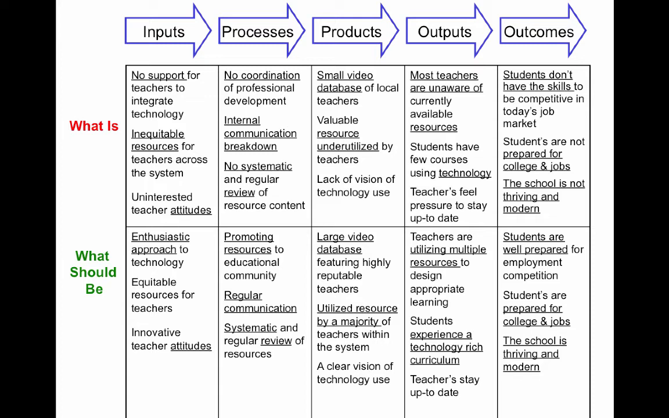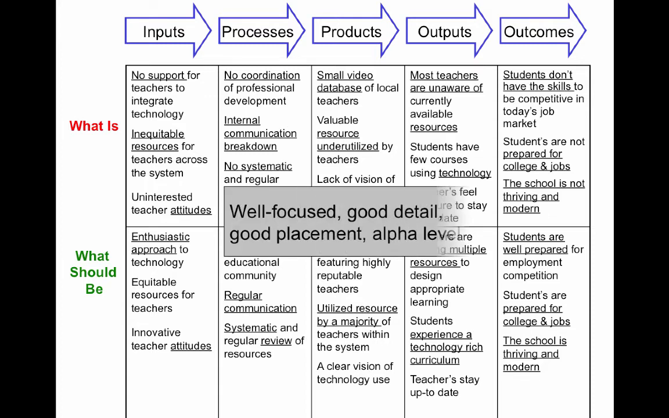You might have noticed this is actually a rewrite of the previous one. Notice that this one is now well-focused, has good detail, good placement, and is at the alpha level. It's a much better analysis of the situation. Instead of being focused on mobile learning, it's focused more generally on technology. We have to be careful, though. Even technology can get us into a trap because it is a means. So, if you stop your video and go back to the other one, you can compare the two.